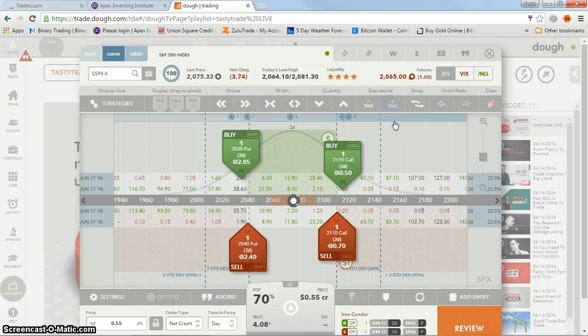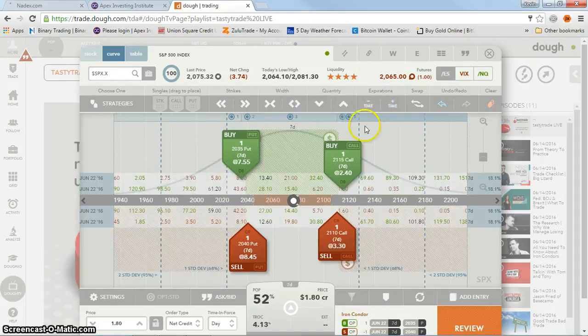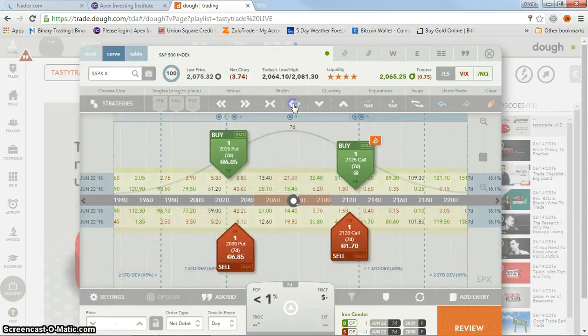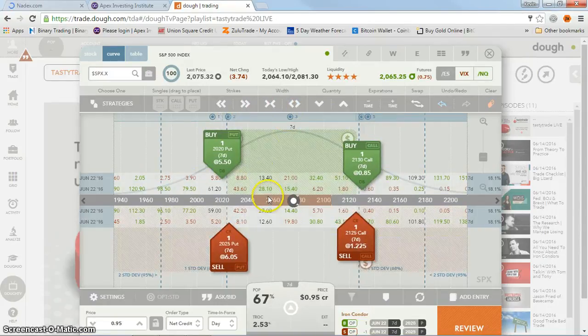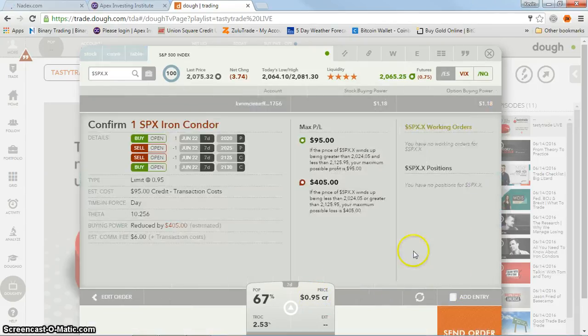Let me increase the time to 7 days because I think it's a little better. Okay, so right here what we're saying is that we're going to trade at one standard deviation, and that means you have at least a 67-68% probability of this being between these two strikes, if I'm reading that right, 2020 and 2130, somewhere like that. And what you'll get is a 95% credit, which is $95, and you'll put up 405.